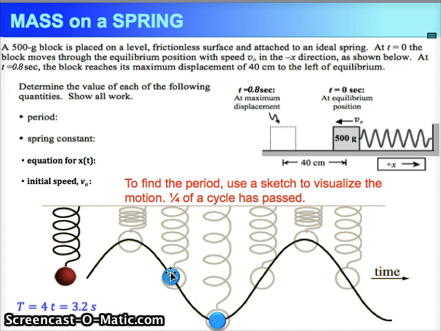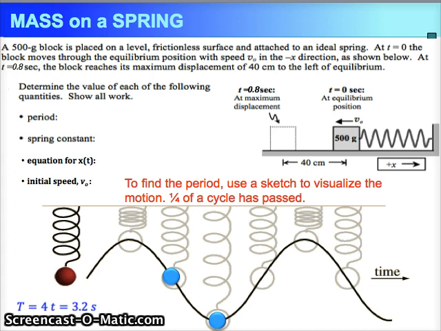Because to get back to this equilibrium point, I have to go from here 1, 2, 3, 4, through 4 of those main points that we talked about the other day. So the period now is 3.2 seconds, and we'll be able to use that in our other steps.